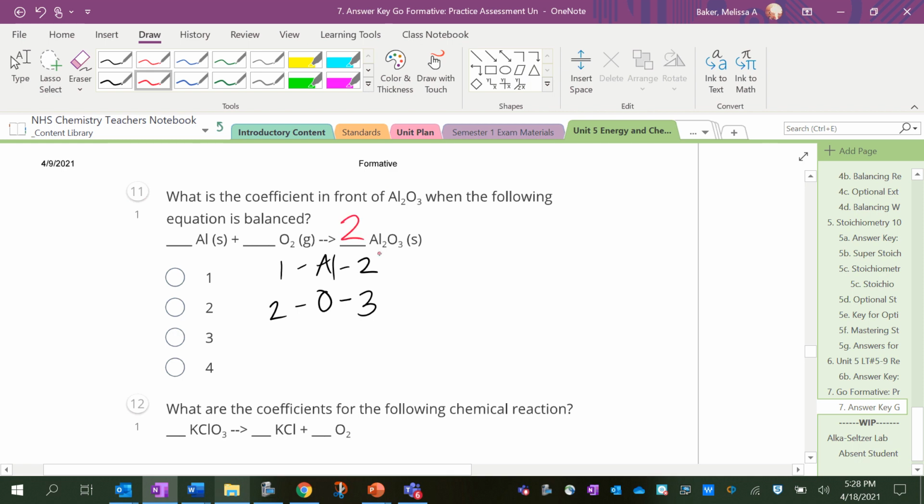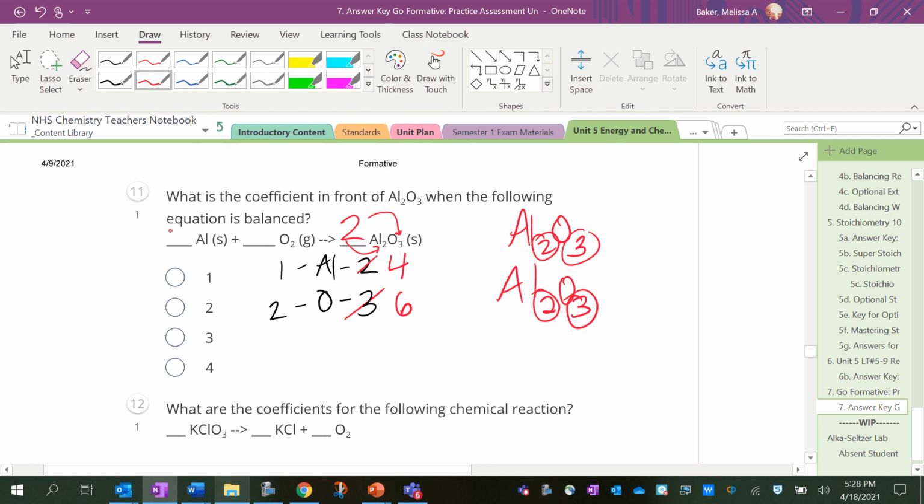Make odd numbers even is a good practice to adopt. 2 times 3, that's 6 oxygens. And then 2 times 2, that's 4 aluminums. Another way of doing it is actually writing out 2 Al2O3s and counting and saying, okay, that's 4 aluminum and that's 6 oxygen.